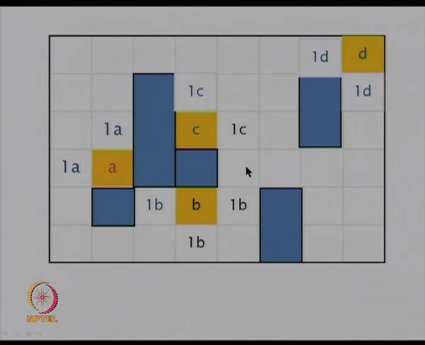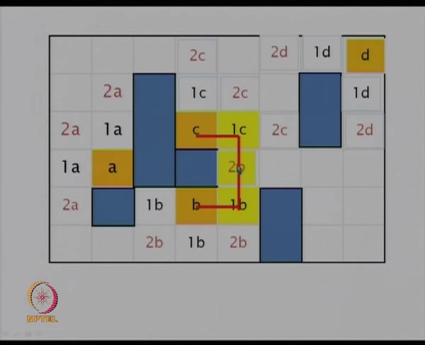Okay. But before growing the wave front of C, we would have grown the wave front of B, and B's wave front would have reached over here. So, this would have been marked 2B. Okay. So, in the next step, B's wave front would have reached here, marked in yellow 2B. A's wave front would have reached these cells marked 2A, 2A, 2A. B's wave front would have reached here, here as well as here.